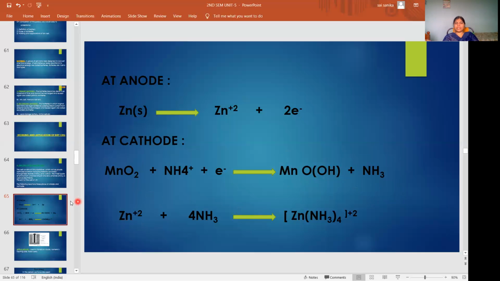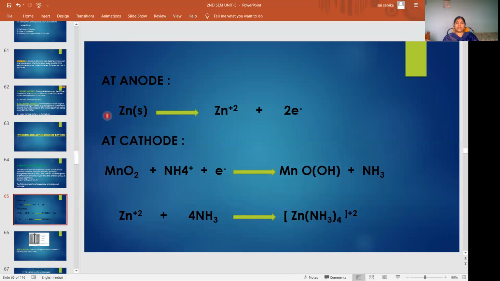So here we took the ZnCl2 and ammonium chloride paste. So what it will do, the Zn plus 2 will trap this ammonia gas and forms a complex, that is [Zn(NH3)4] plus 2. Zinc ammonium complex is formed, which is aqueous in nature. So like this, chemical reactions are taking place in the dry cell.